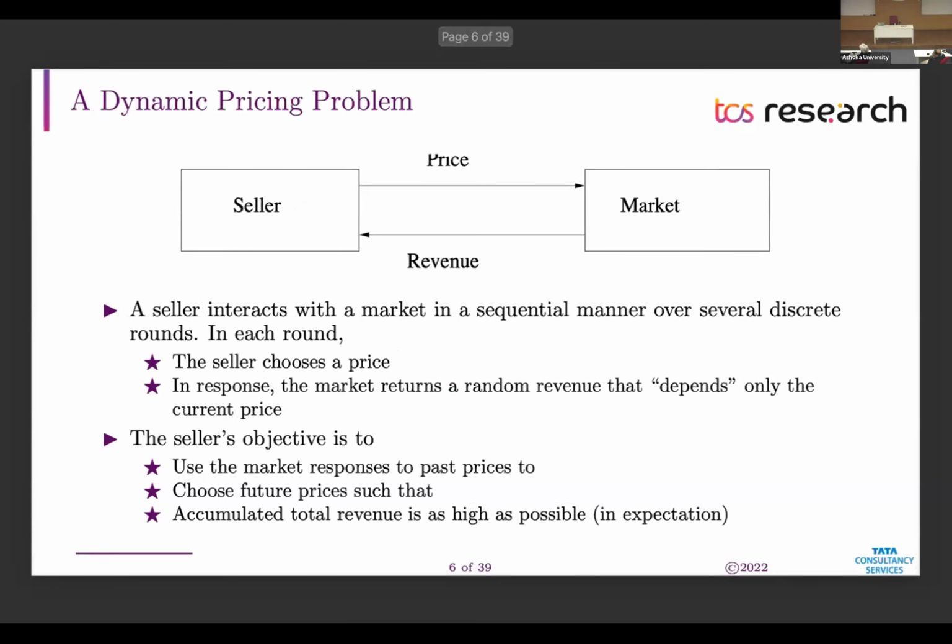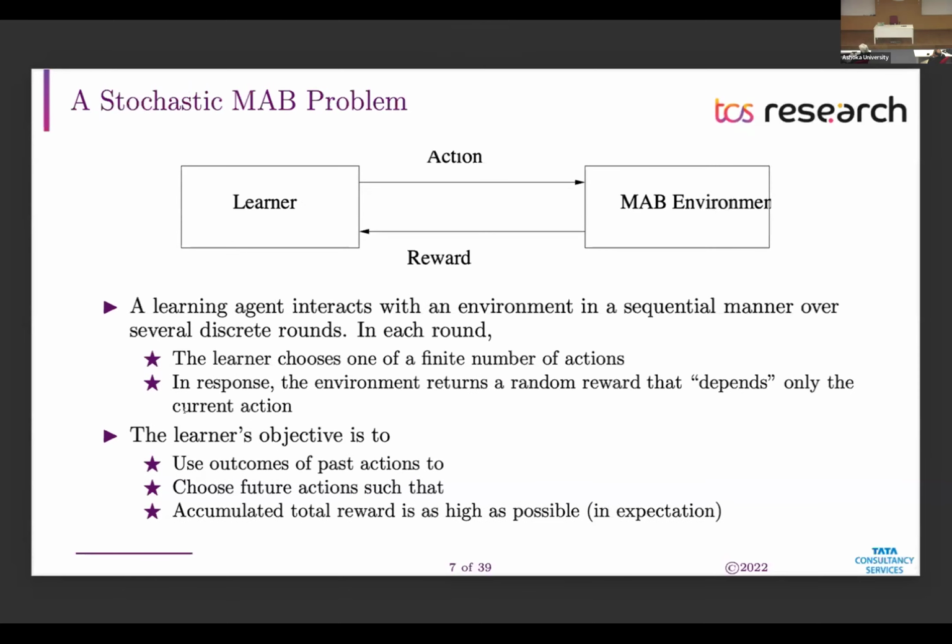Of course, in the previous case, I didn't say that the seller is restricted to choose from a finite set of prices, although in practice that is what he will probably do. But in the standard or classic stochastic multi-arm bandit problem, we can abstract this setting out by saying that there's a learner interacting with an environment. The learner takes actions, the environment returns rewards, and the actions are chosen by the learner from a finite set of actions available to him. And the reward returned by the environment depends only on the current action. This is how it differs from reinforcement learning in the Markovian setting, where the rewards could depend on the past in a certain sense. The learner's objective is to use the outcomes of past actions to choose future actions such that the accumulated total reward is as high as possible.